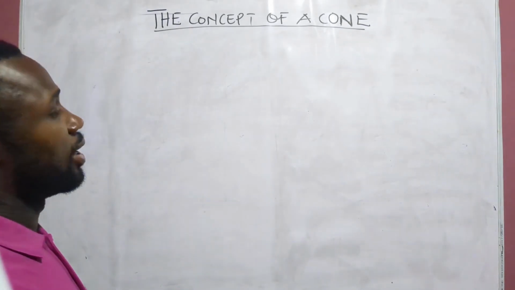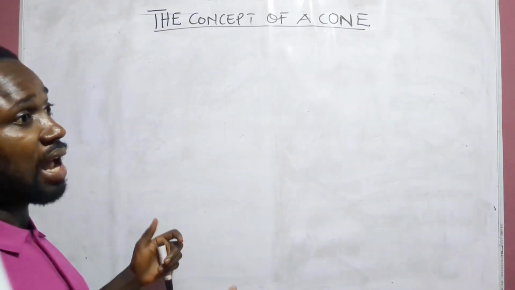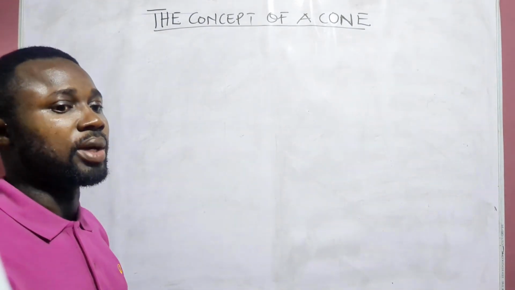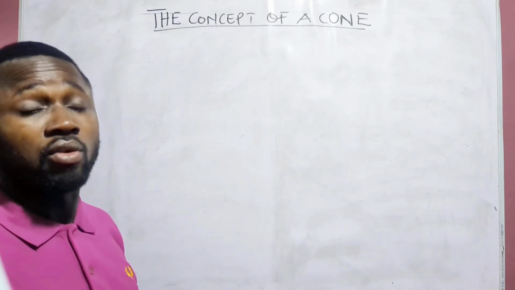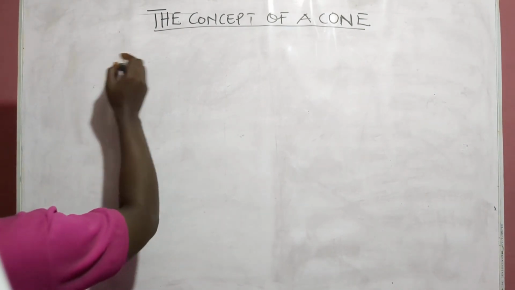First of all, a cone is a three-dimensional figure which has a circular base and a common vertex. So a cone is like this.